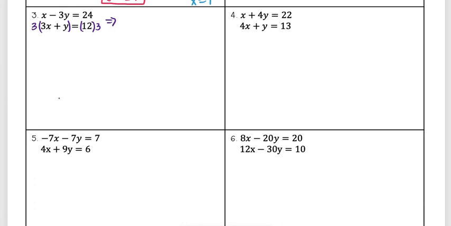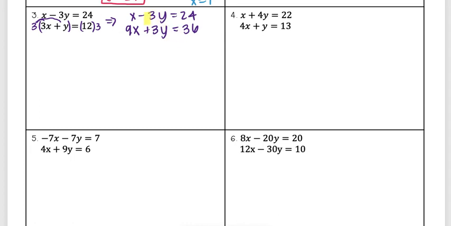And now I'm going to rewrite these equations on top of each other again. So I'm going to have x minus 3y equals 24. And now I'm multiplying every single number by 3. So I'm not only multiplying the y by 3. So that means I'm doing 3 times 3x, 3 times y, so I have 9x plus 3y. And then 3 times 12, I get 36.